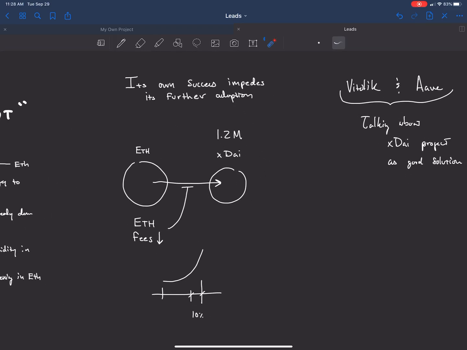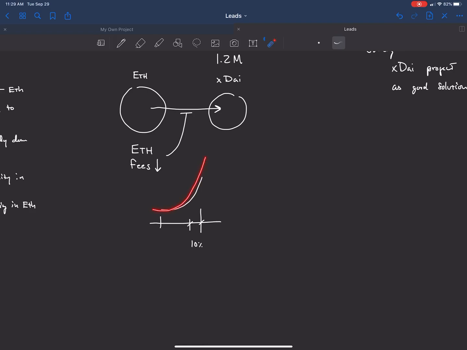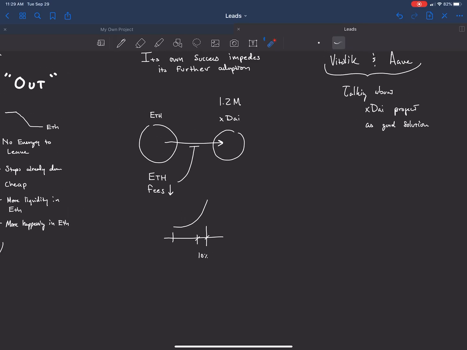And another problem is its own success impedes its further adoption. xDai has 1.2 million in liquidity in its HoneySwap exchange. But if it does end up happening that people go through the rigorous steps and the expensiveness to get into the system, Ethereum fees go up exponentially towards the end of the adoption curve of Ethereum being adopted. So if xDai was to capture something like 10%, it reduces Ethereum's fees, diminishing the desire to leave Ethereum. So this is another factor that will stop people from adopting the xDai project.